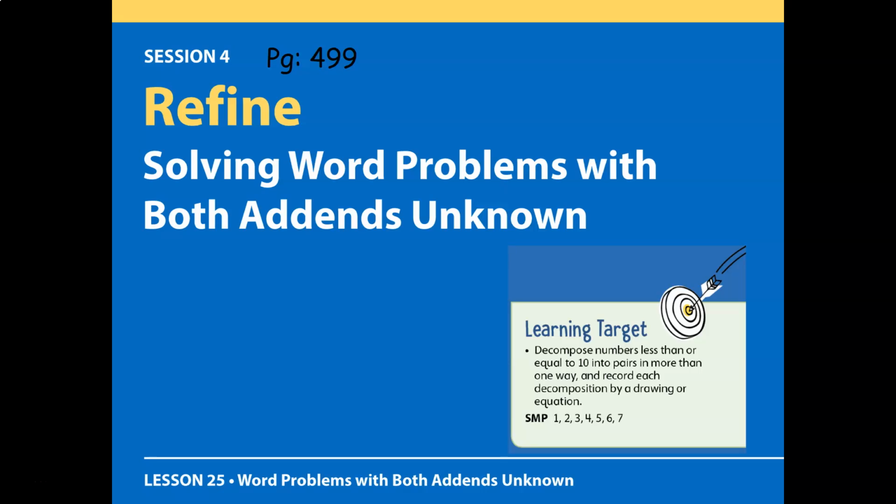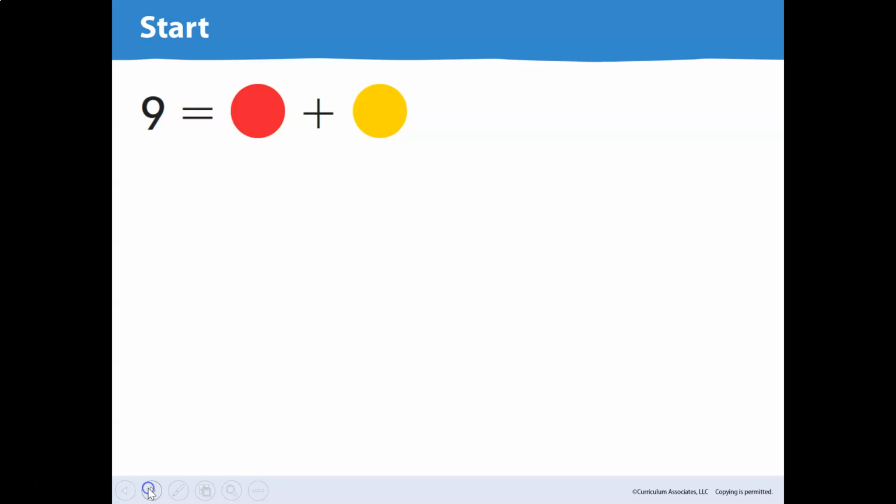We're doing lesson 25, session 4 and 5, solving word problems with both addends unknown. We're going to start on page 499. So go ahead and pause and get ready. You're going to need a piece of paper or a whiteboard to do the first problem. All right, you should be ready to go.